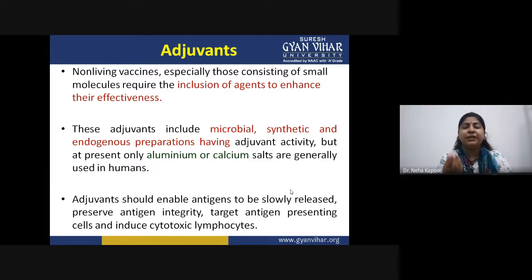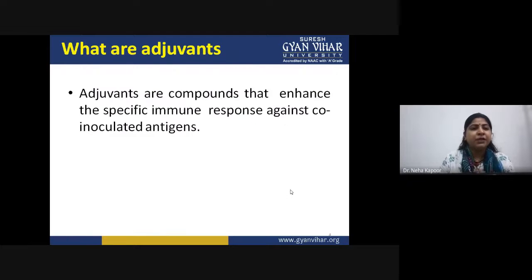The concept is that these adjuvants basically enable the antigens, or you can say the vaccine material, whether it is a whole cell or some glycoprotein, to be released in a very slow fashion so as to preserve the antigen integrity, and they can target the antigen presenting cell and cytotoxic T lymphocytes. That is the main concept, to control the antigenic release inside the body. In a nutshell, adjuvants are compounds that enhance the specific immune response against co-inoculated antigens.